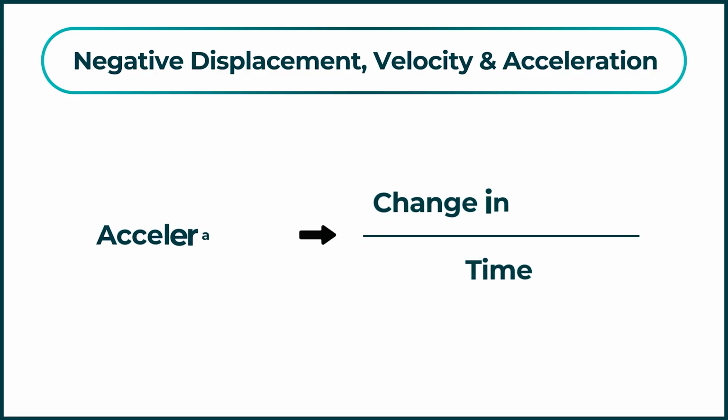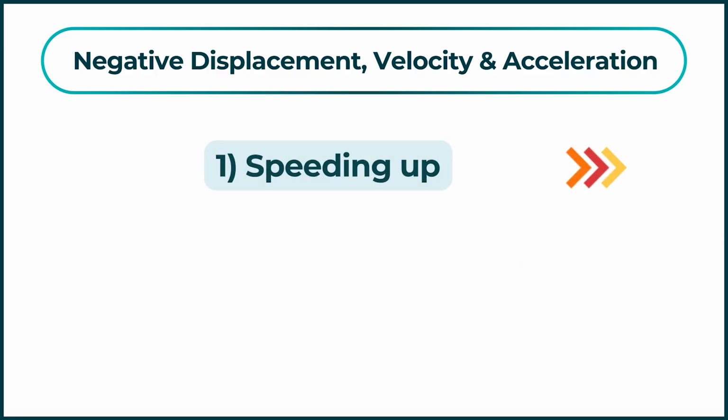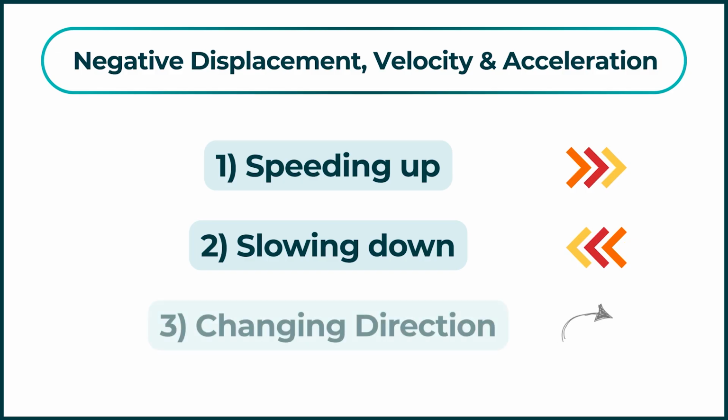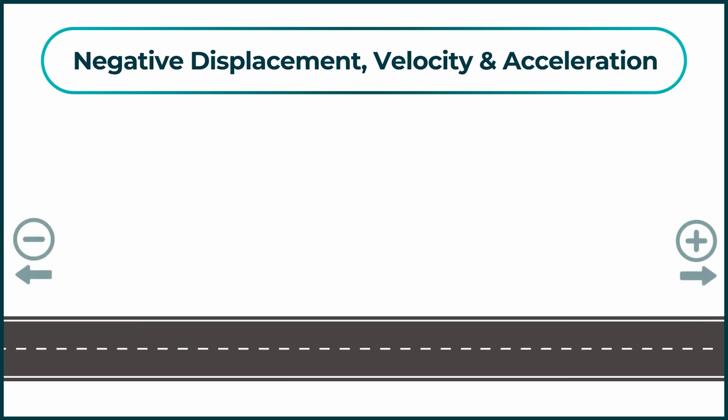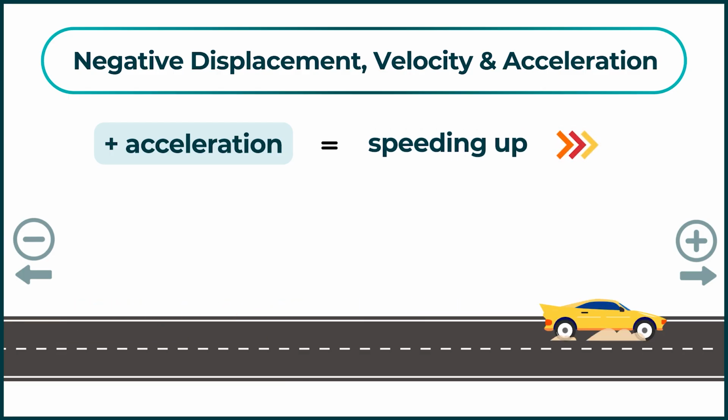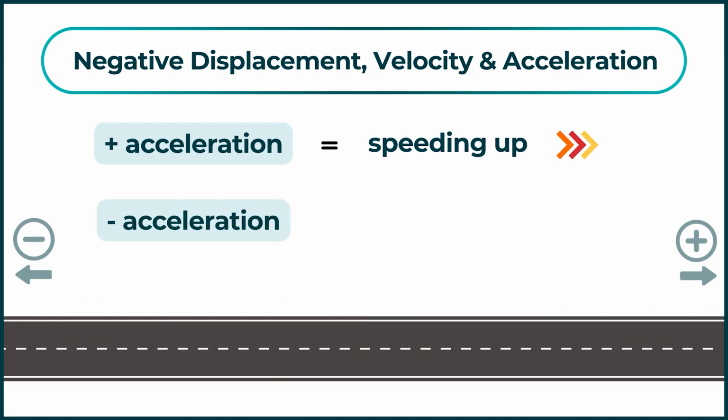Okay, now acceleration means any change in velocity. This could be speeding up, slowing down, or changing direction. But to keep things simple, let's only consider objects moving in a straight line. In this case, positive acceleration simply means speeding up. Negative acceleration or deceleration means slowing down.